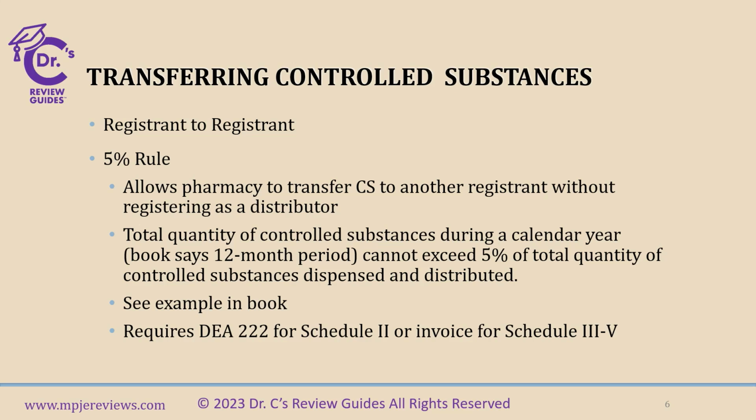Now remember, anytime you do a transfer of controlled substances from your pharmacy under this 5% rule, you do have to have the proper record keeping requirements, and that is either a DEA 222 form from the person who's going to receive the drugs, or you have to create an invoice for any Schedule 3 through 5 drugs that are going to leave your pharmacy.